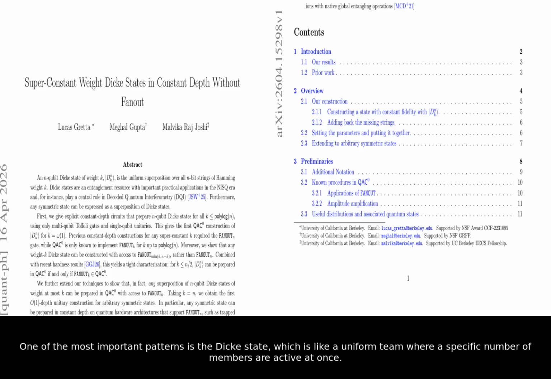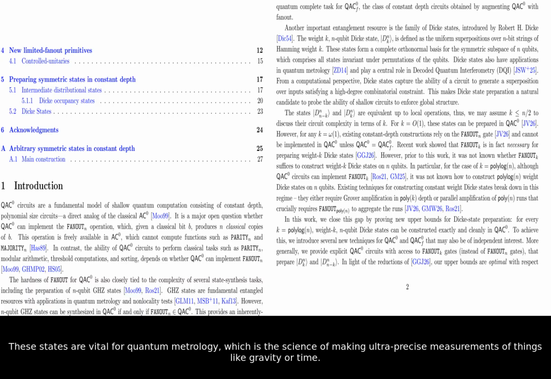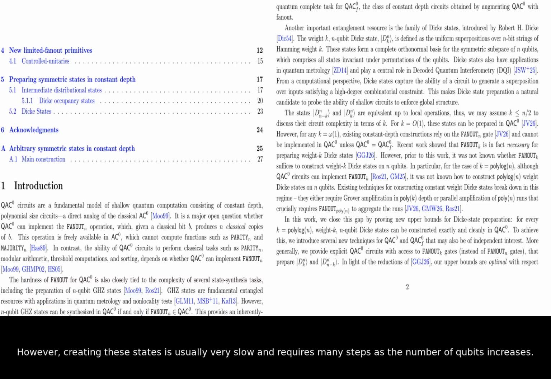One of the most important patterns is the Dicke state, which is like a uniform team where a specific number of members are active at once. These states are vital for quantum metrology, which is the science of making ultra-precise measurements of things like gravity or time. However, creating these states is usually very slow and requires many steps as the number of qubits increases.